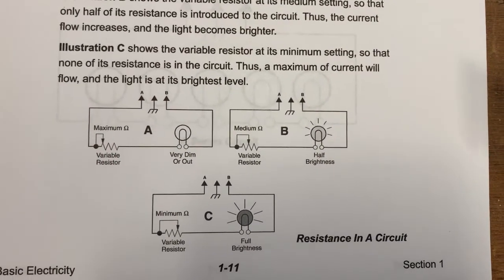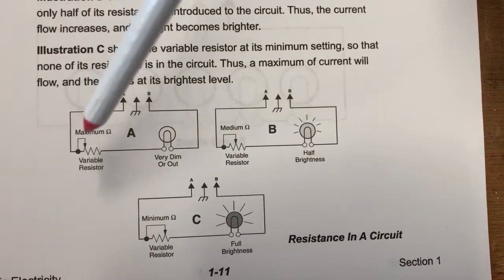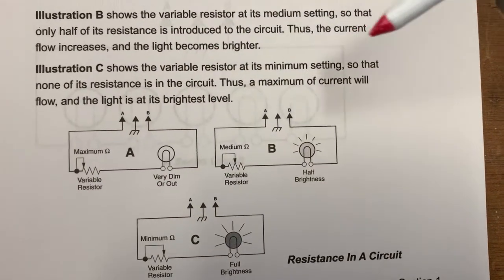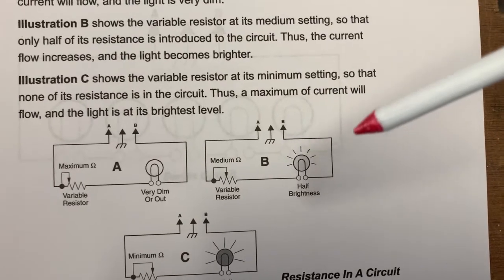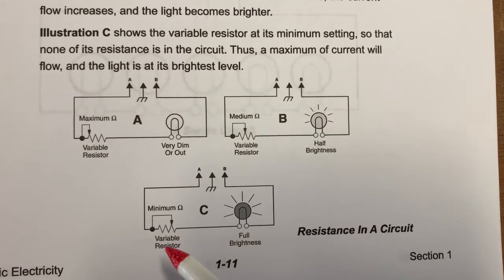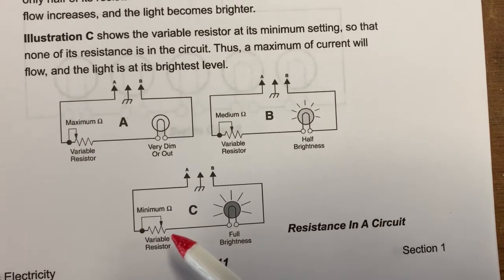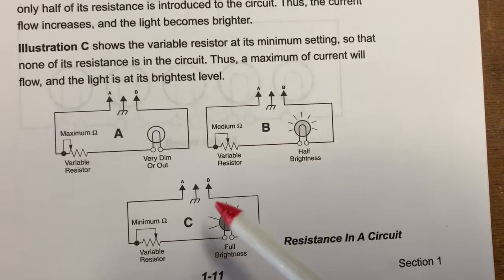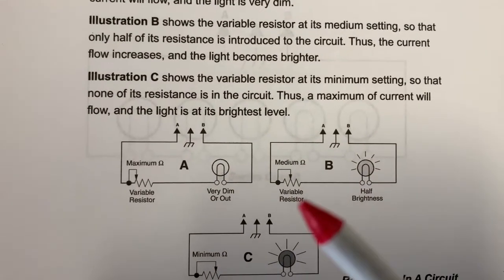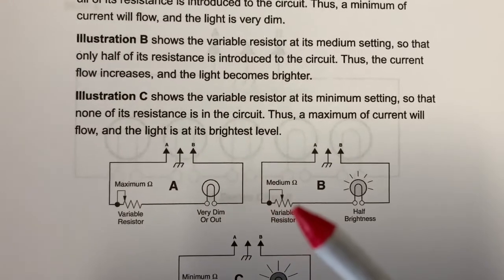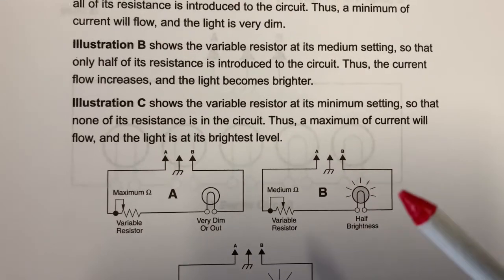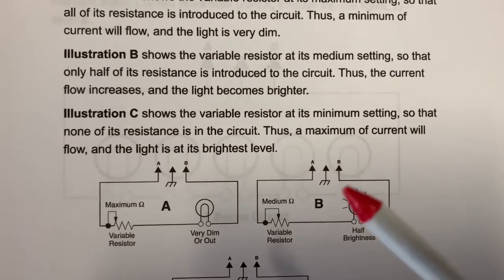And they're showing you here for a light bulb, when it's at the highest or maximum resistance, the light bulb is very dim. With medium resistance, it's a little bit brighter, half bright in this case. And when they change the variable resistor or variable switch to the lowest resistance, the light has full brightness. The main thing I want you to take away from here is simply that resistance will change the characteristics of the current and will affect whatever is trying to be operated, in this case, a lamp or a light bulb.